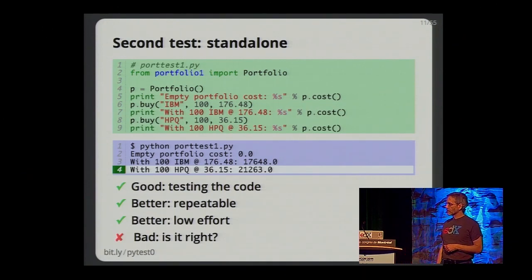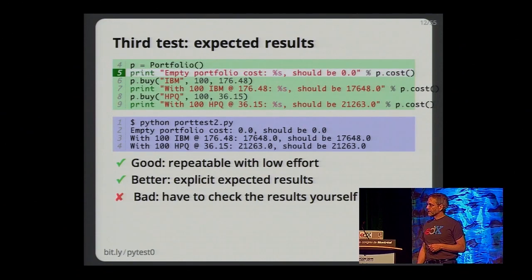All right, let's add some more to our tests. So now here what we've got is a portfolio cost where we print out what it should be, and here we can see that it's printing those results. I apologize for this code going off the side of the screen.